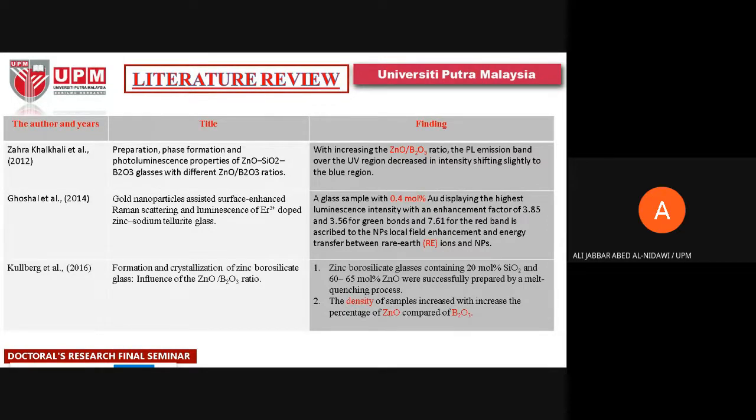Schuval et al. 2014 studied gold nanoparticle-assisted surface enhanced Raman spectroscopy and luminescence of erbium-doped zinc sodium tellurite glass, finding that the glass sample with 0.4 mole percent gold displayed the highest luminescence intensity with the enhancing factor. Colberg et al. 2016 studied the formation and crystallization of zinc borosilicate glass and the influence of zinc oxide compared with the boron oxide ratio. Using the melt-quenching method, they found the density of the samples increased with the increasing percentage of zinc oxide compared to boron oxide.